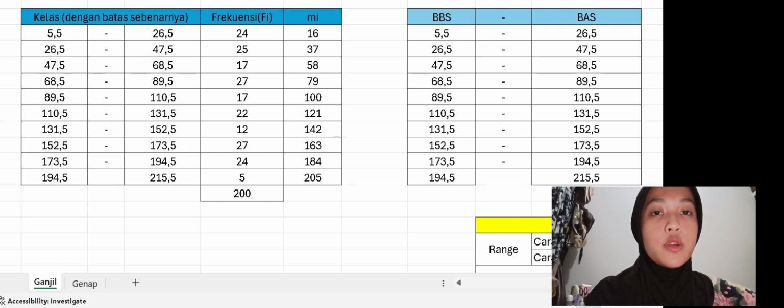Less than cumulative frequency shows the total number of data from the first class up to a certain class, while greater than cumulative frequency shows the total number of data from the last class down to a certain class. Cumulative frequency helps in determining the median, quartile, decile, and percentile.